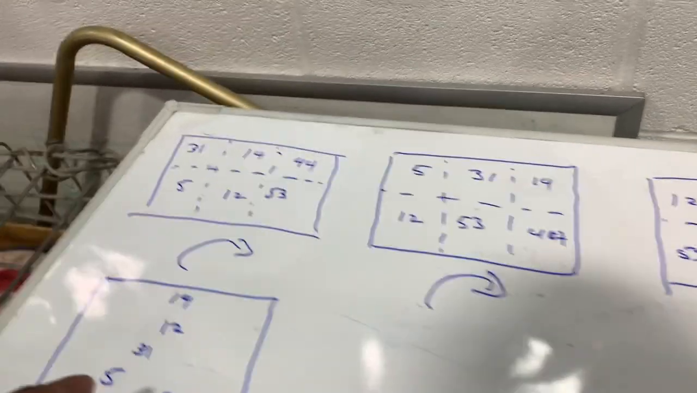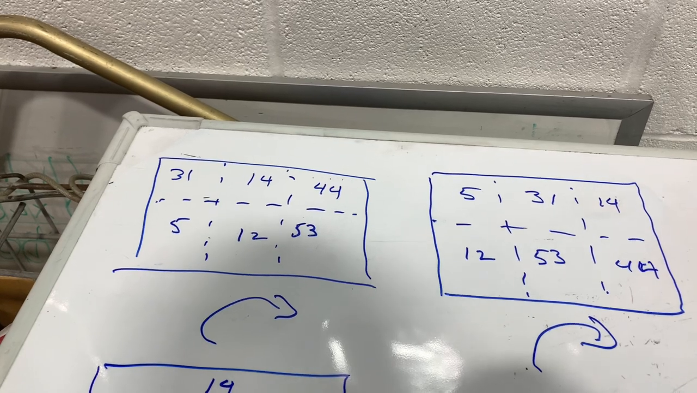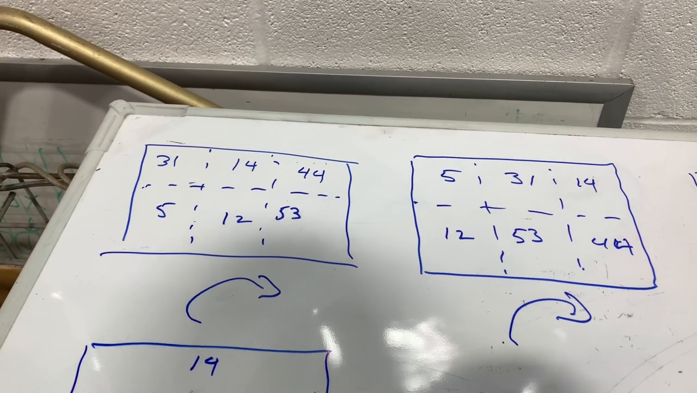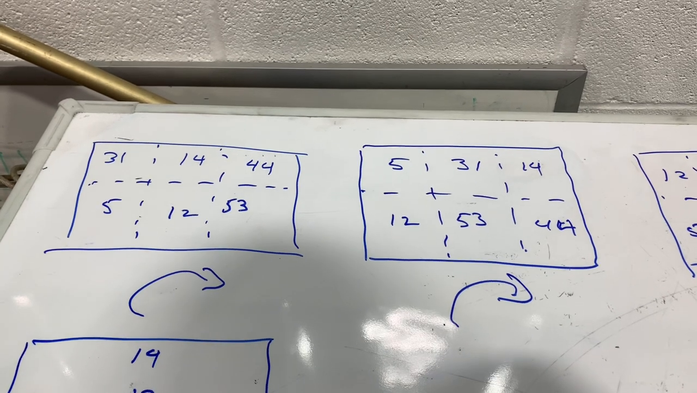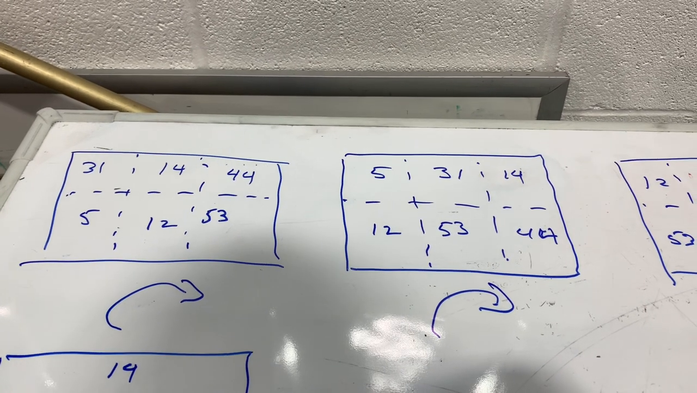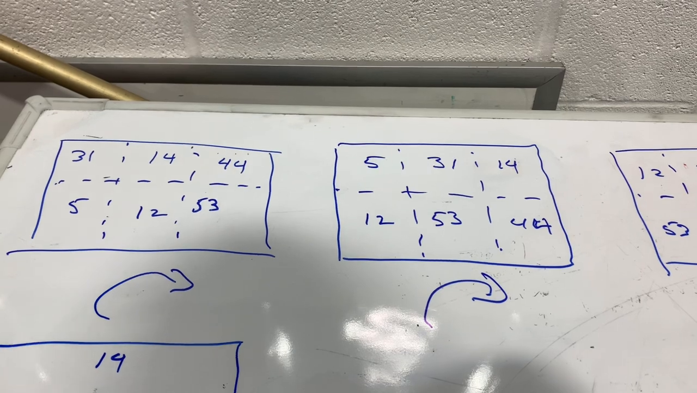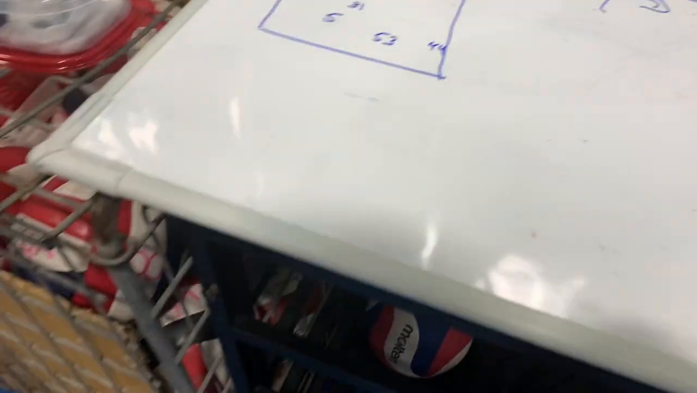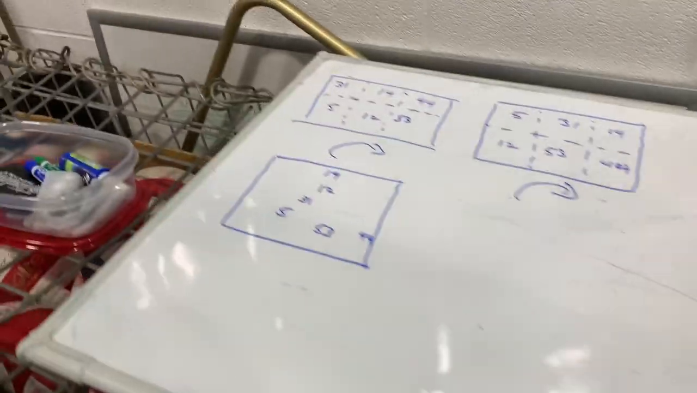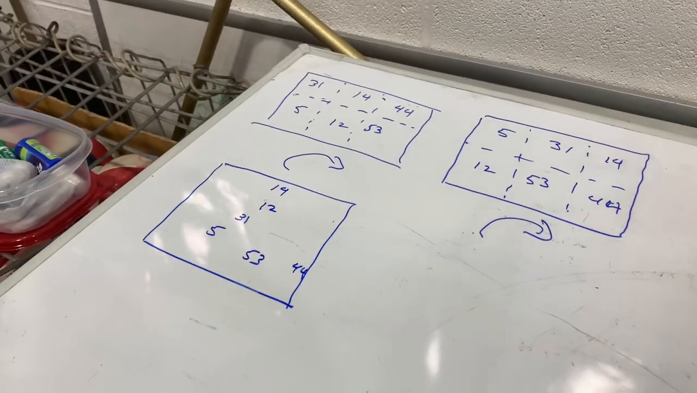because 5 is behind 31, and still to the left of 12. 14 is still in front of 12, to the right of 31, and to the left of 44. That's confusing. Exactly. But that's only if you're doing it as defense.